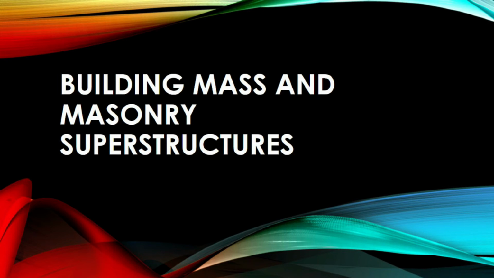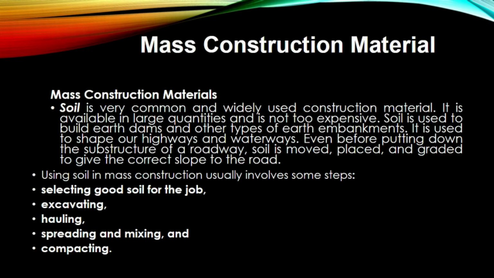Now, let's go to the building of mass and masonry superstructures. The first mass construction material is soil. Soil is a very common and widely used construction material. It is available in large quantities and it is not too expensive. Soil is used to build earth dams and other types of earth embankments. It is used to shape our highways and waterways. Even before putting down the substructure of a roadway, soil is moved, placed, and graded to give the correct slope of the road.